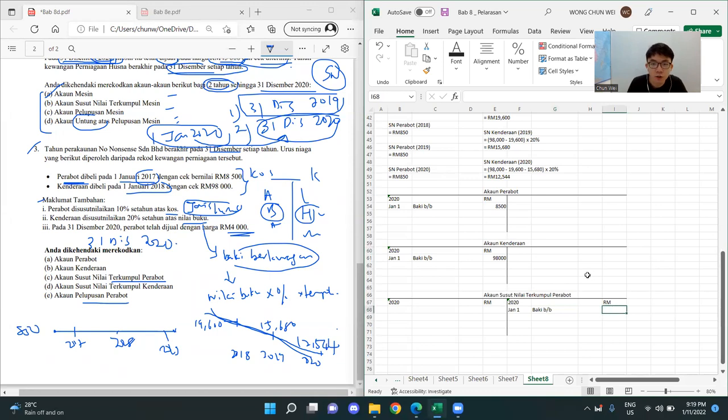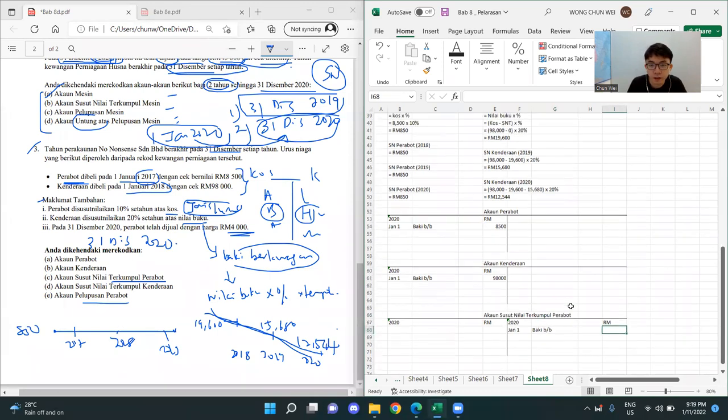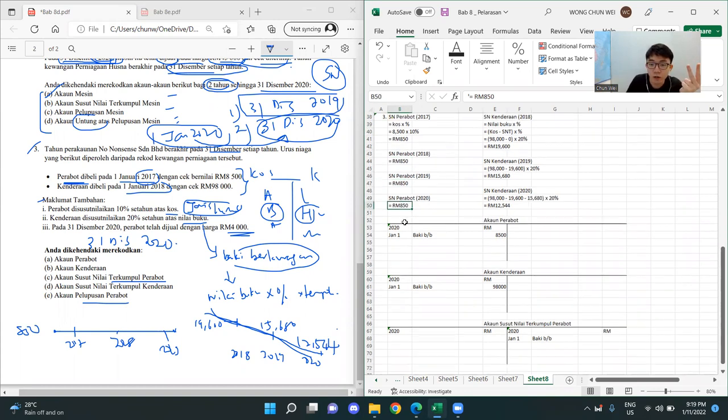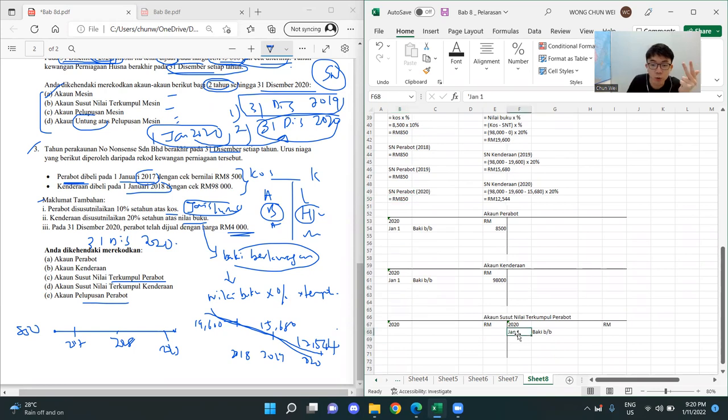Okay, so how much? For you to calculate for perabot with your SNT, we have to calculate for the past years. So you start from 2017, right? 2017, that's 850. For 2018, 850. 2019, 850. For 2020, you don't start first, because this is January 1 when you're baki BB. Meaning, on this date, you're recording all the susut nilai before 2020, meaning 2017, 2018, 2019. So it goes how much? So 850.